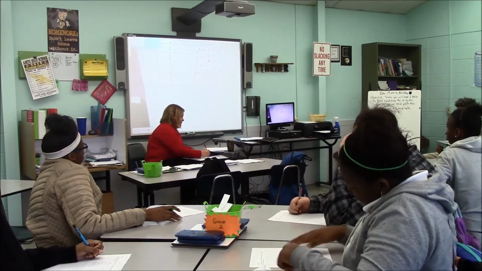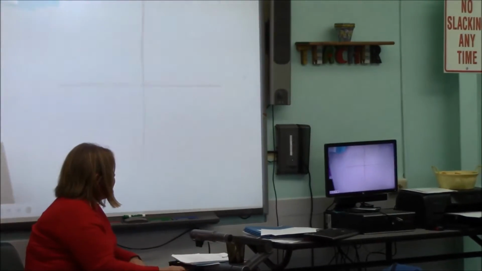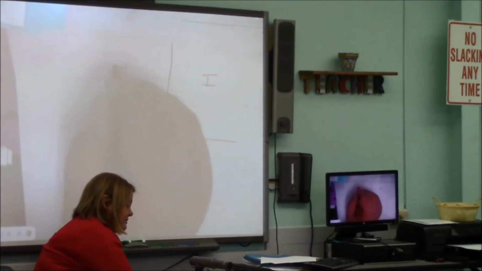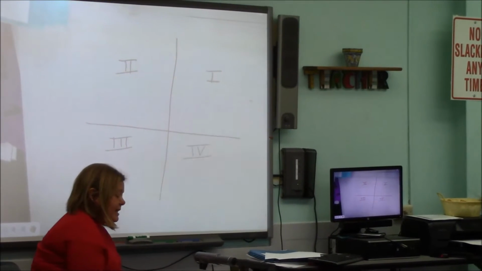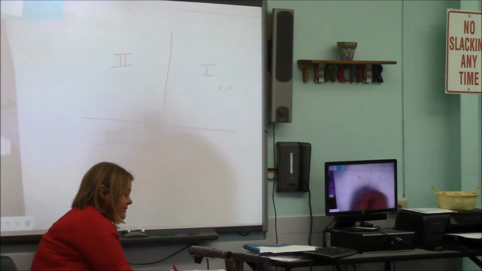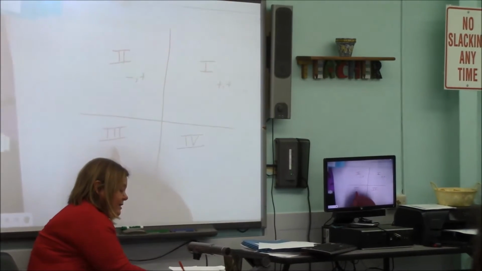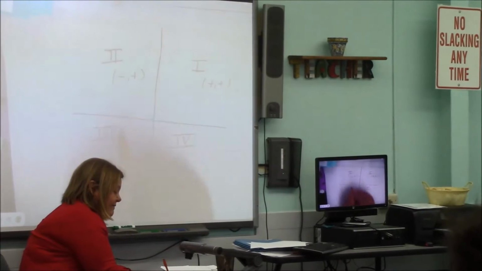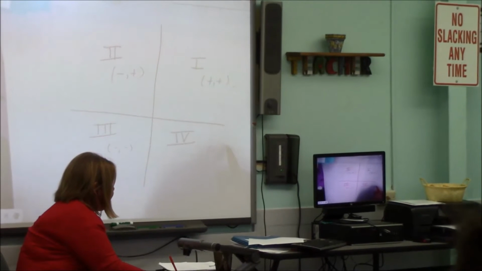I'm just gonna review what we talked about on Friday. I have the coordinate grid. I know I have 4 quadrants: quadrant 1, quadrant 2, quadrant 3, and quadrant 4. I also know that in quadrant 1, I have positive, positive. In quadrant 2, I'm gonna have negative, positive. In quadrant 3, I'm gonna have negative, negative, and quadrant 4 would be positive, negative.